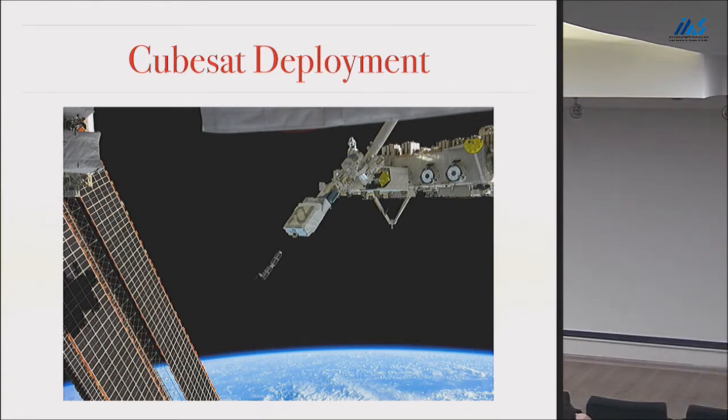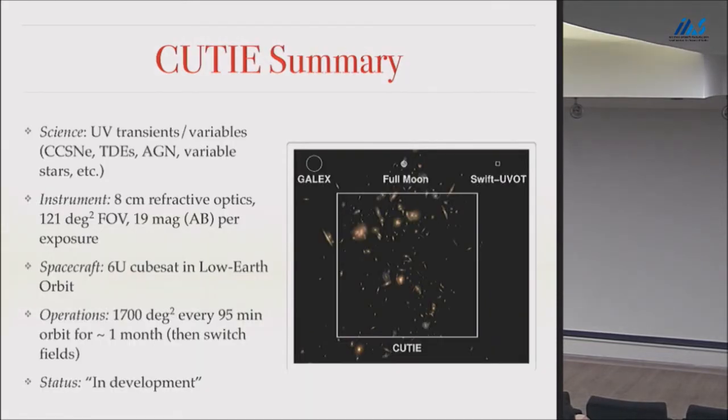So the satellite that I've been working on is called CUTI, the CubeSat Ultraviolet Transient Imaging Experiment. Science, as you can imagine, UV transients and variables. Because of the space constraints, you're quite limited in how large your telescope can be. We have a design with 8 centimeter refractive optics that at an f/2 ratio gives you a field of view of about 121 degrees squared.